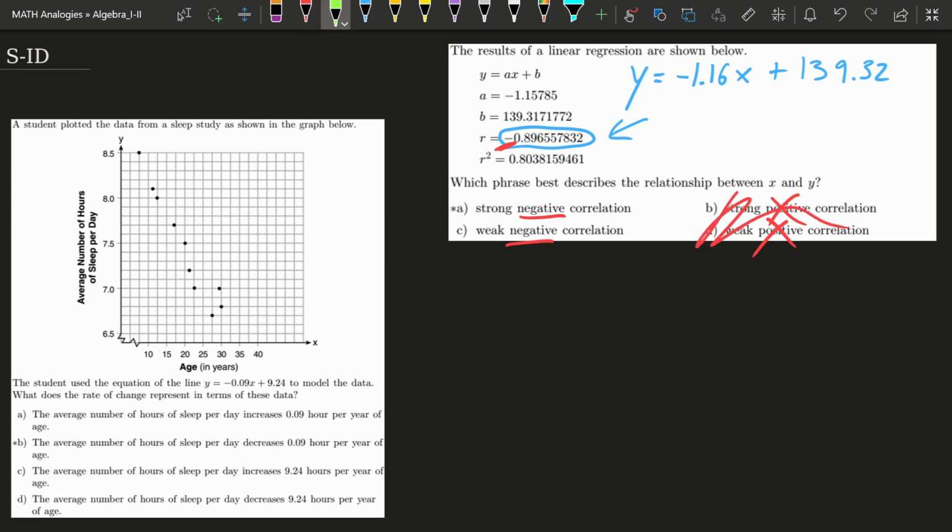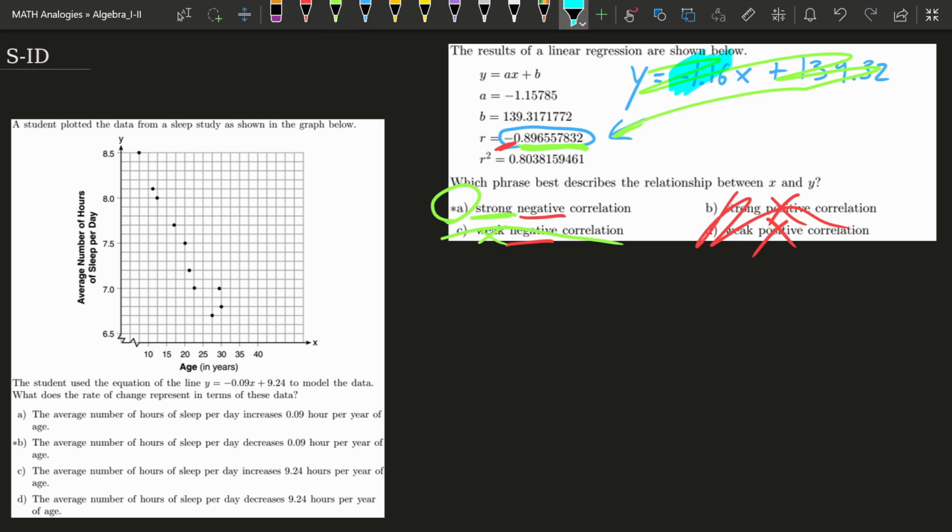And also the r value, it's like 0.9. It's pretty close to like 1 or negative 1. So that's going to be strong, not weak. So even kind of ignoring that, we already know that it's strong and negative.